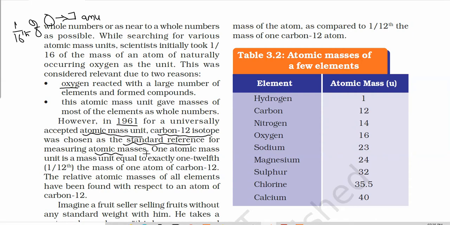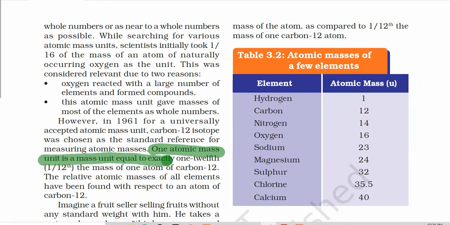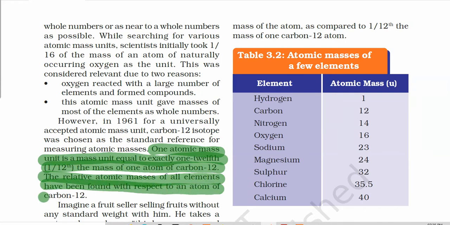Here the definition of one atomic mass unit can be taken out. One atomic mass unit is a mass unit equal to exactly 1/12 the mass of one atom of carbon-12. The relative atomic masses of all elements have been found with respect to a carbon-12 atom only.